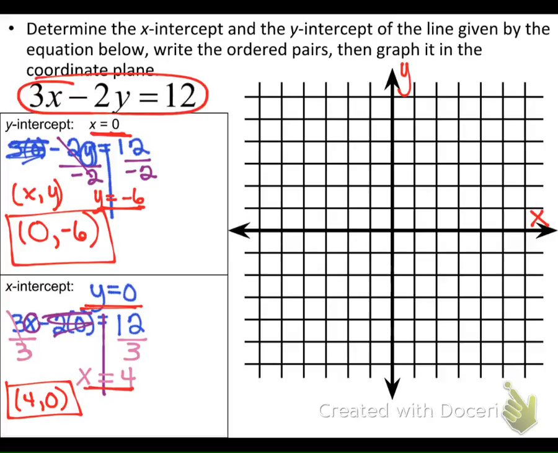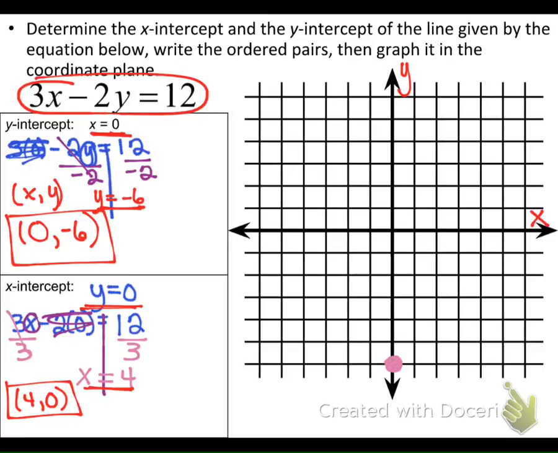Now that you've determined the ordered pairs, we're going to graph them. So I'm first going to graph my y-intercept, or the ordered pair that's 0, -6. So I start at my origin. Because the x value is 0, I stay at the origin, and my y value is -6, so I count down 6 spots. 1, 2, 3, 4, 5, 6, and I plot my point.